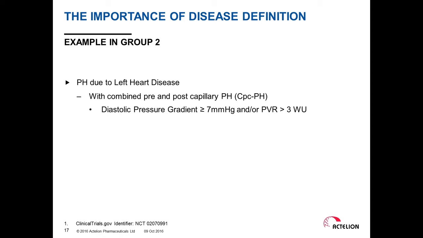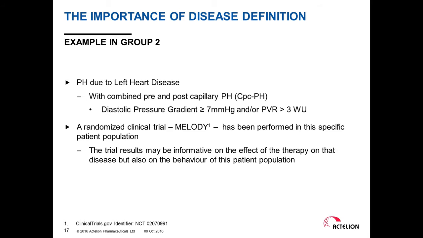In group 2, there is a very specific definition for PH with left heart disease, that are patients with combined pre- and post-capillary PH with a diastolic pressure gradient of more than 7 millimeters of mercury and/or PVR more than 3 Wood units. Based on this definition, we have run a study that is called Melody, and the result will be reported next year in a scientific congress.